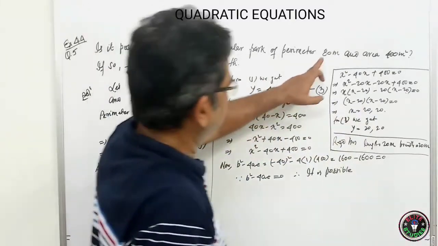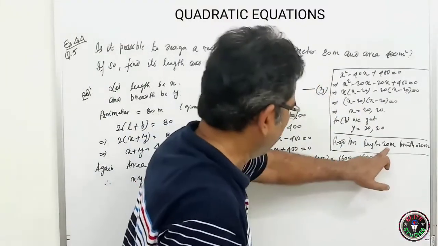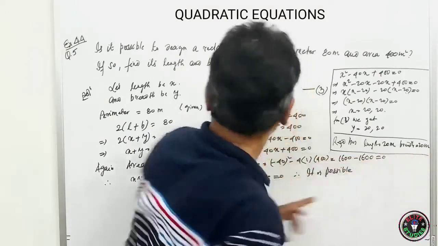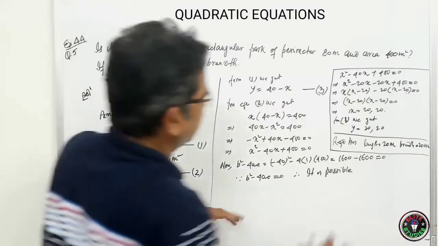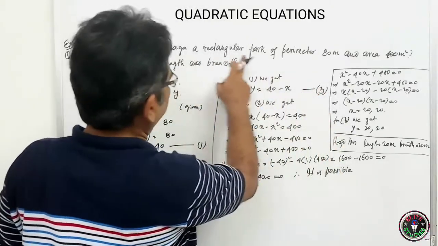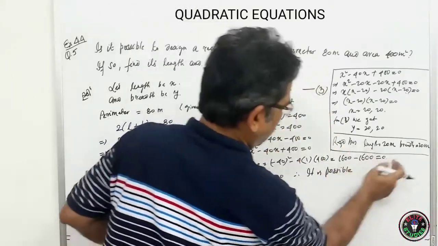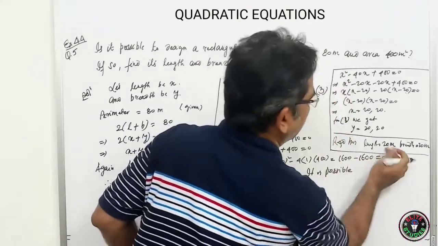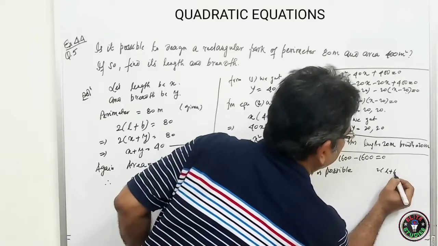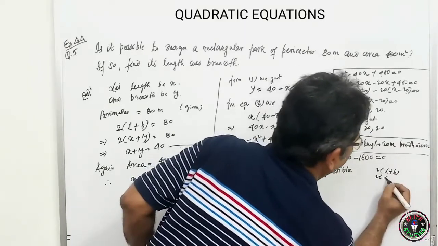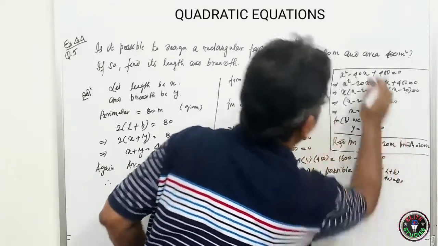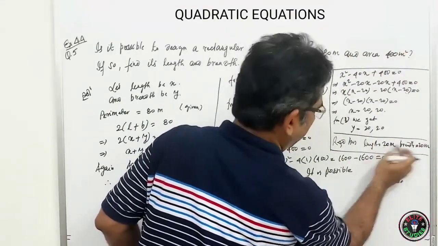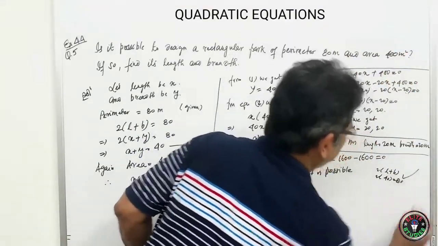Now check it. Perimeter is twice length plus breadth. Let us check. Is it possible to design a rectangle of perimeter 80? So twice length plus breadth, length plus breadth is 40, so it is coming out to be 80. Clear? And area is length into breadth, 20 into 20, 400 meter square. So our answer is correct. Verified.